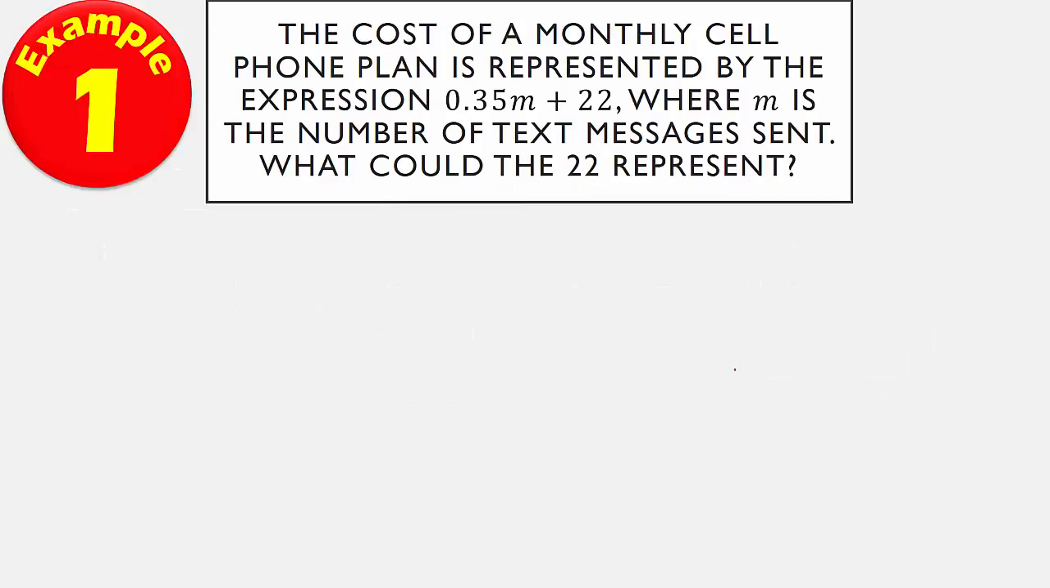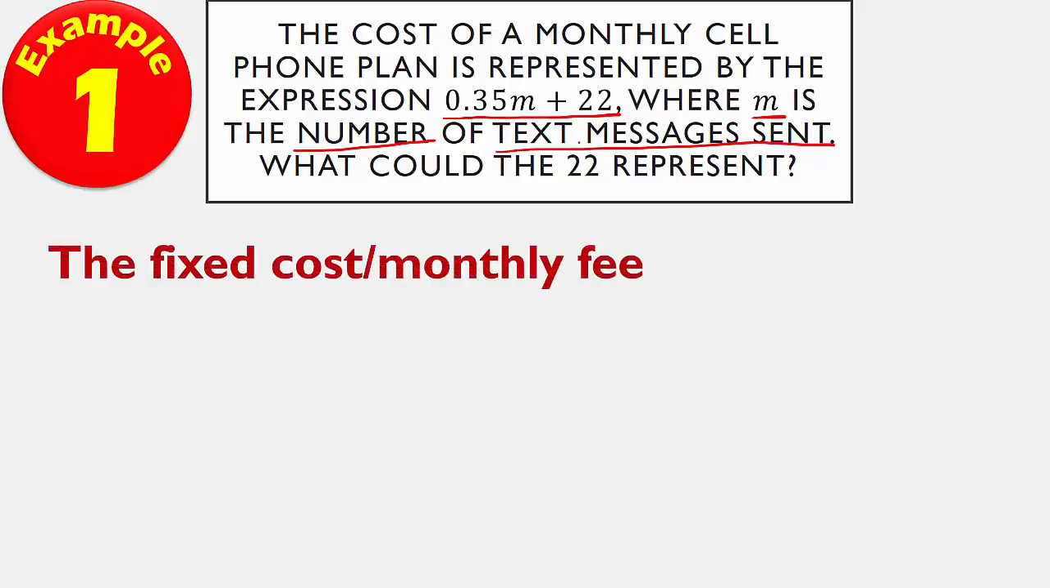All right, so let's take a look at the first problem. The cost of a monthly cell phone plan is represented by the expression 0.35M plus 22, and M is the number of text messages sent. So what could the 22 represent? We're talking about cost of a cell phone plan. So this 22 is something that we're going to get hit with each month, and then our bill goes up depending on how many text messages we send. So that 22 is a fixed cost, and in this case could be a monthly fee.